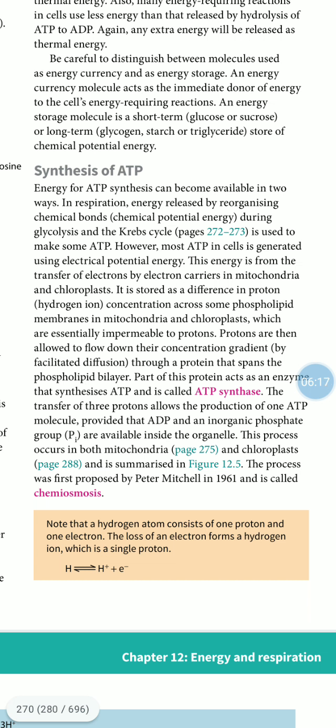This process occurs in both mitochondria and chloroplasts and is summarized in figure 12.5. We will go to that and see. The process was first proposed by Peter Mitchell in 1961 and is called chemiosmosis.